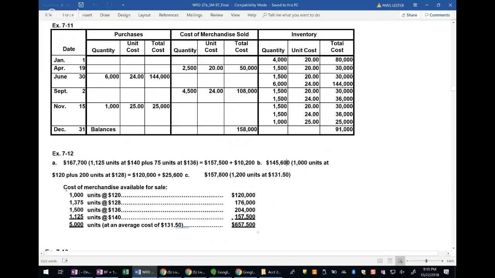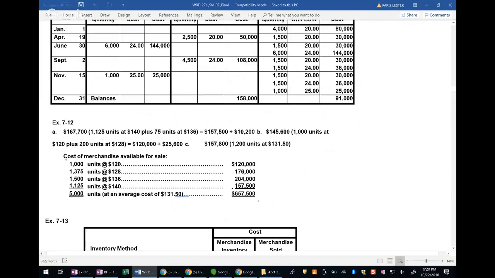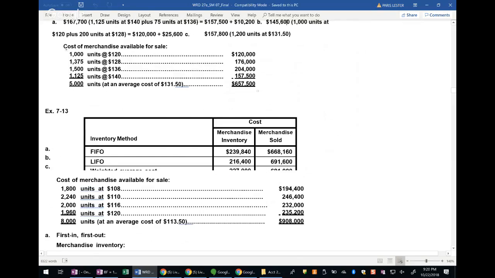We had beginning inventory probably of 120,000. And we purchased all these other three. We have merchandise available for sale. Subtract ending inventory, you got cost of merchandise sold. That's the periodic method. Now, on number 13, they're asking for something different, probably.